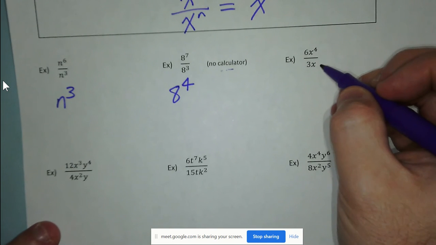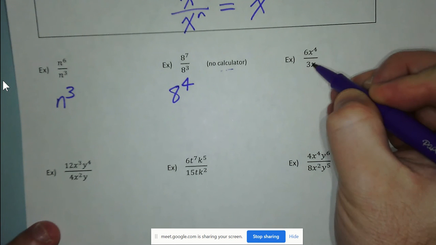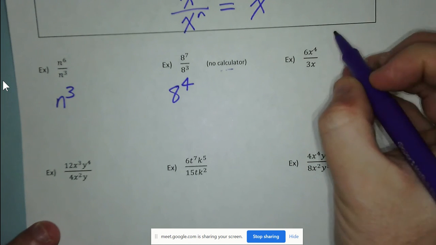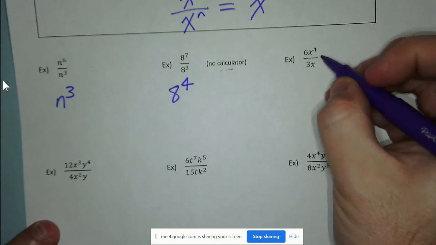Here, okay, let's slow down a second. It's getting a little nastier. X to the 4th power over x. Once again, Jonathan, what's the invisible power on the x?